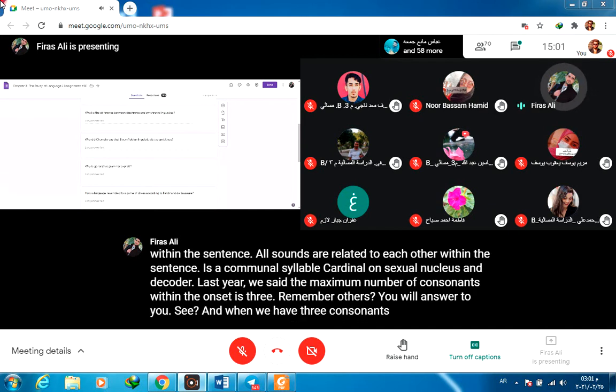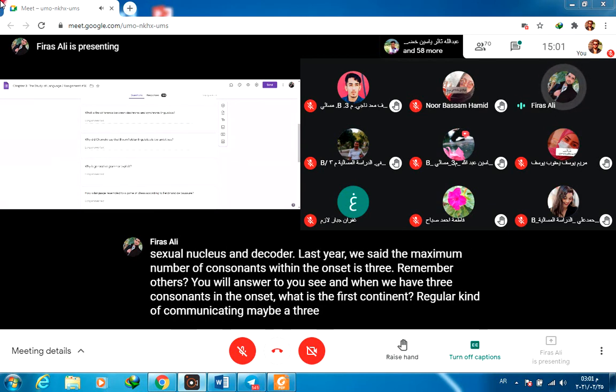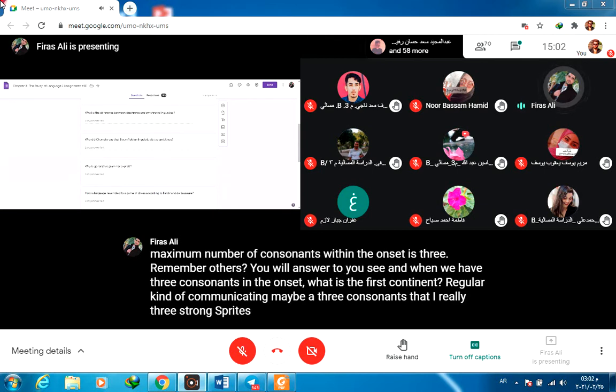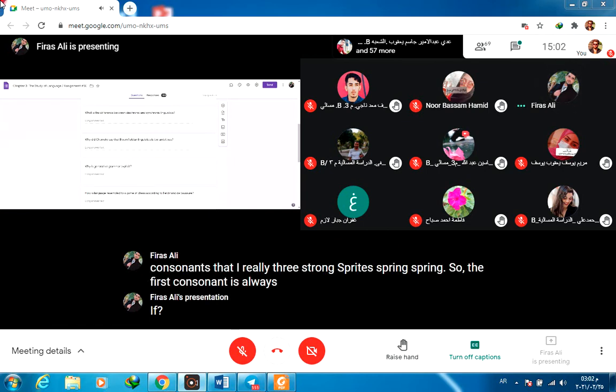The second consonant is always p or t or k. The third consonant is what? It is always l or r or w or y. What does it mean? This means that each sound has its own characteristic position.